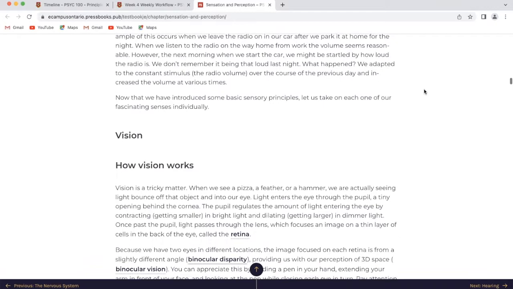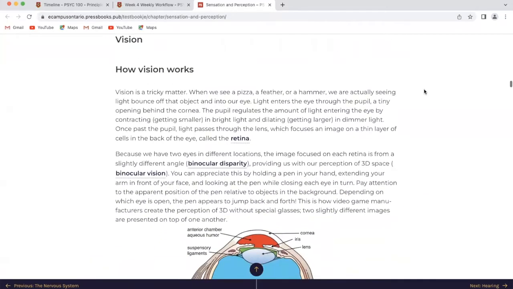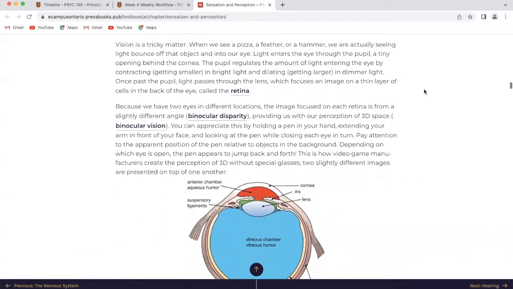Vision. How vision works. Vision is a tricky matter. When we see a pizza, a feather, or a hammer, we are actually seeing light bounce off that object and into our eye. Light enters the eye through the pupil, a tiny opening behind the cornea. The pupil regulates the amount of light entering the eye by contracting, getting smaller in bright light, and dilating, getting larger in dimmer light.